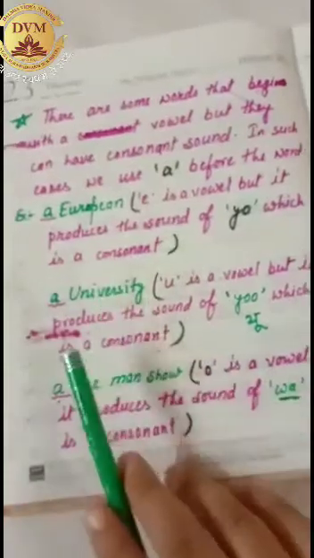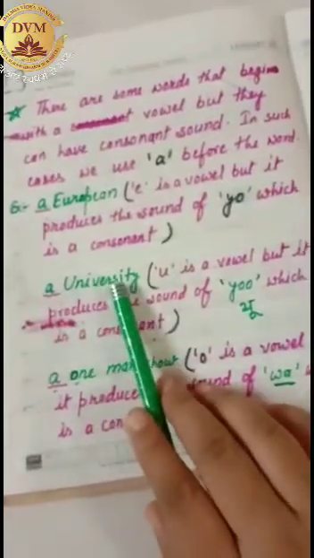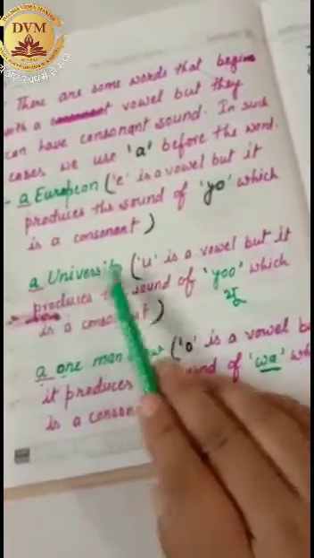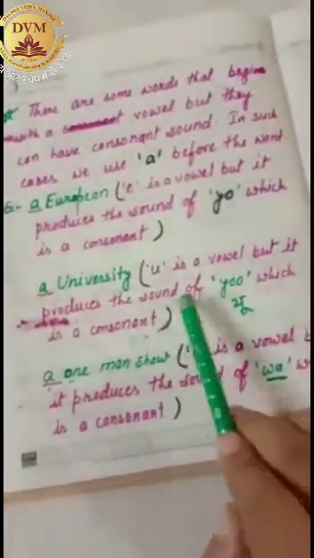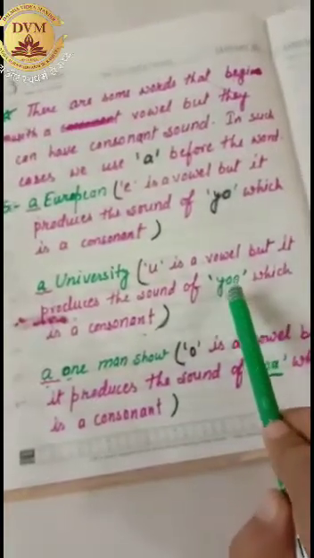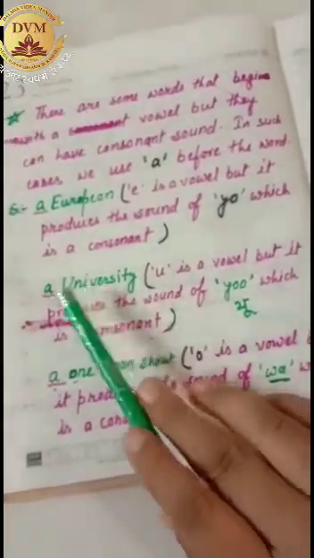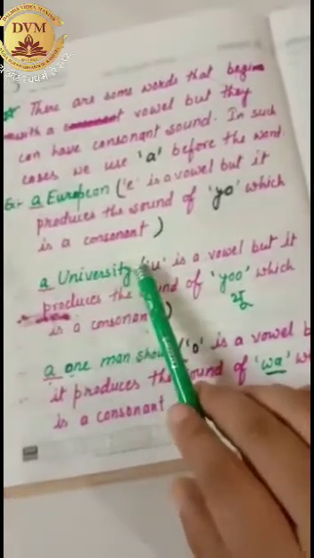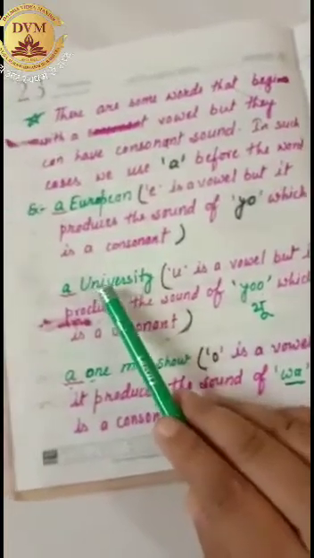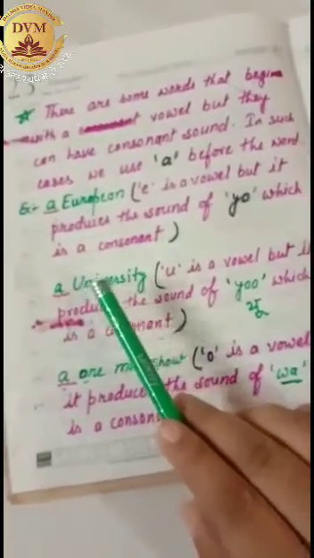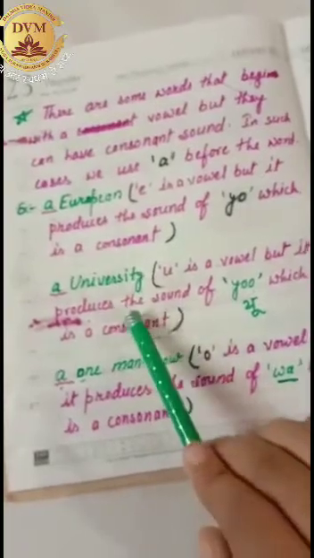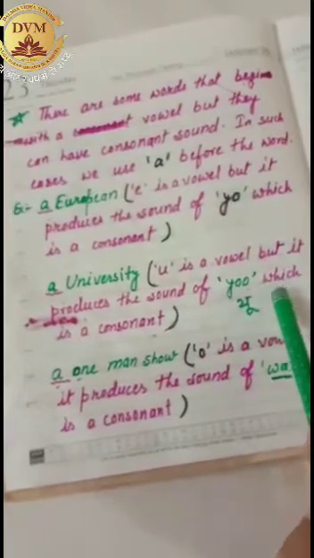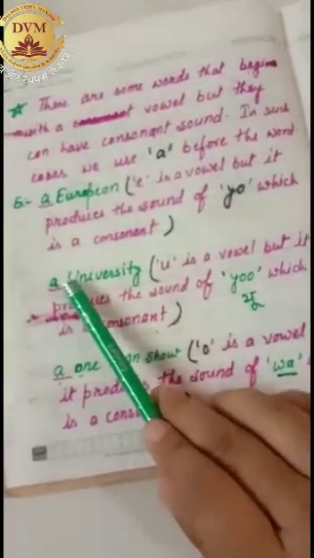Okay, see another example. A university. U is a vowel. U is a vowel, right? Yes, U is a vowel but it produces the sound of yu. University. यूनिवर्सिटी नहीं है. अगर हम लोग यू का ही प्रोनाउंसिएशन करते तो हम लोग इसको पढ़ते यूनिवर्सिटी, बट ये यूनिवर्सिटी नहीं है, यह है यूनिवर्सिटी. सो द साउंड दिस वर्ड प्रोड्यूसेस द साउंड ऑफ a consonant y, university. So before this word we are using a.